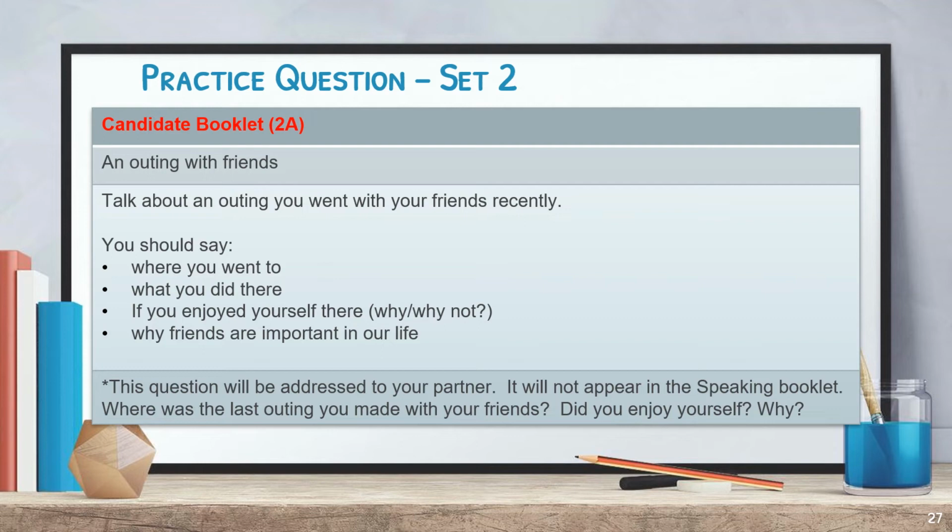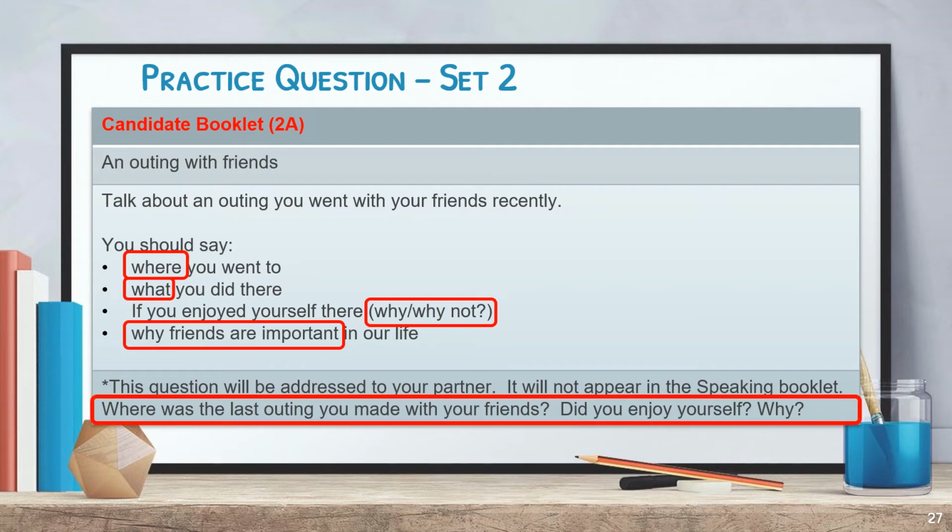An outing with your friends. So where? Remember, you have to name the place. What you did there. If you enjoy yourself, why or why not? Yes or no. Give reasons. And why friends are important. And the question that will be given to your partner is, where was the last outing you made with your friends? Did you enjoy yourself? Why? I hope that you try out this question with your partners, practice with your partners, okay? And that this is the only way that you can improve, with practice.